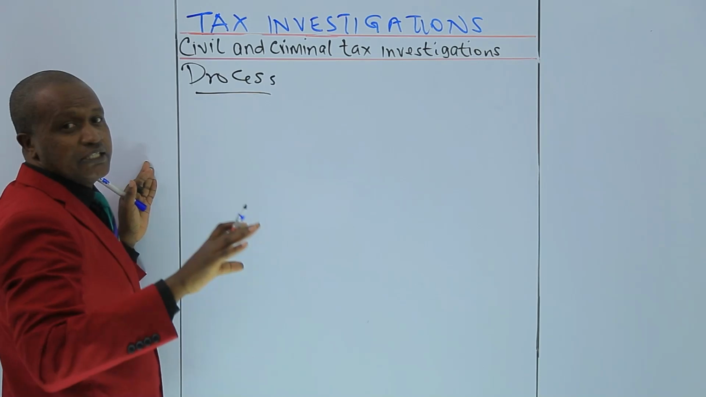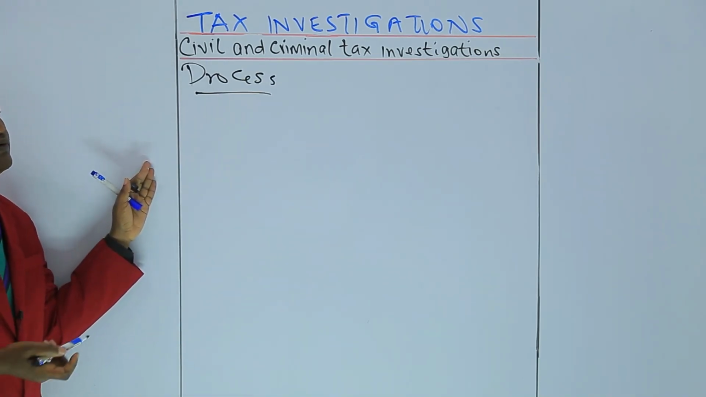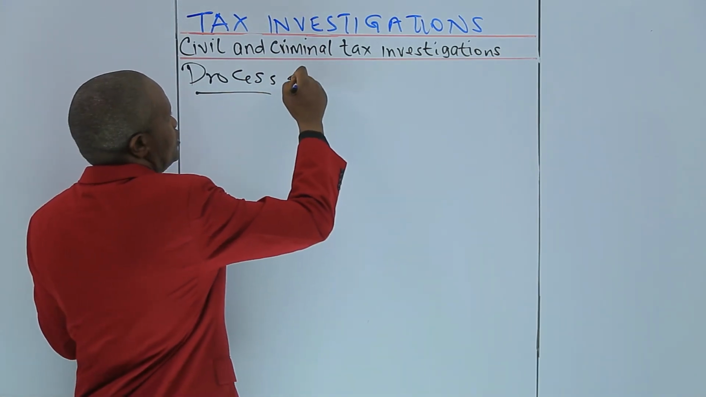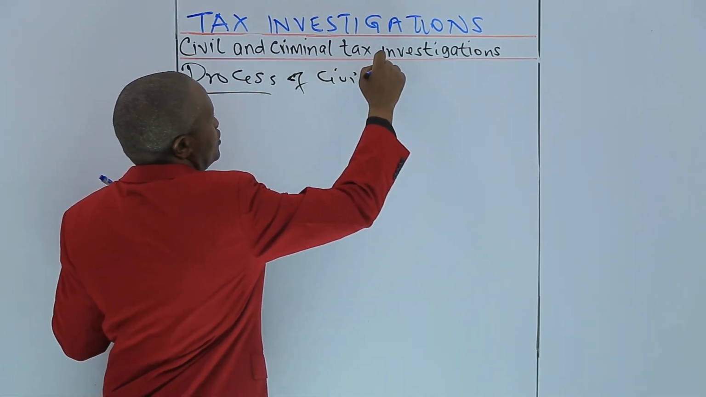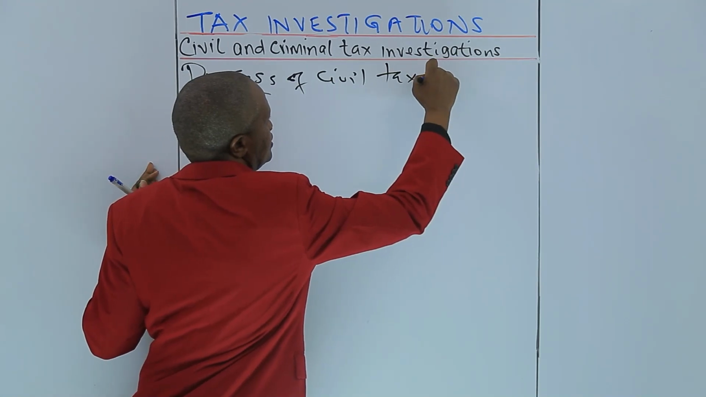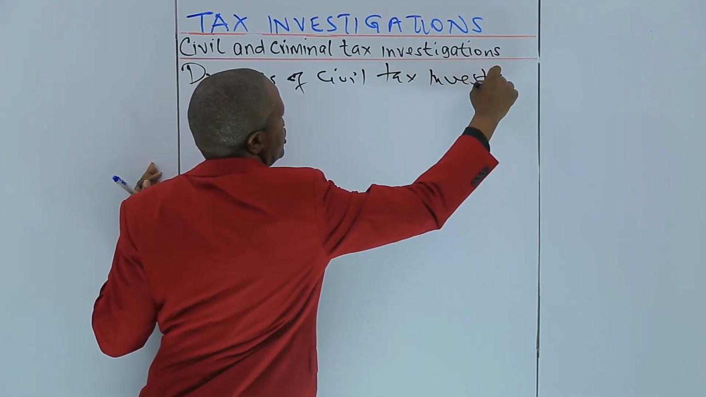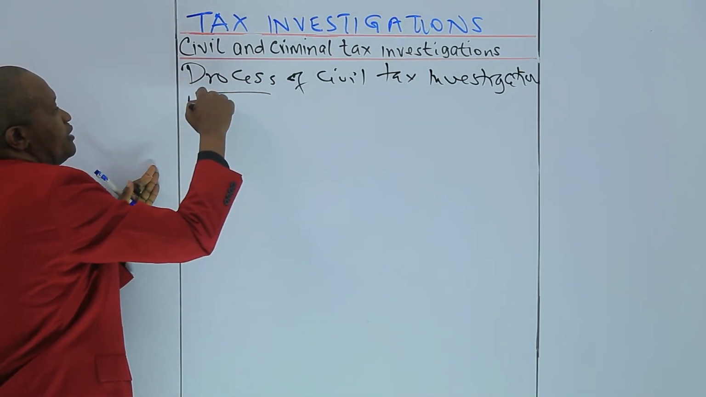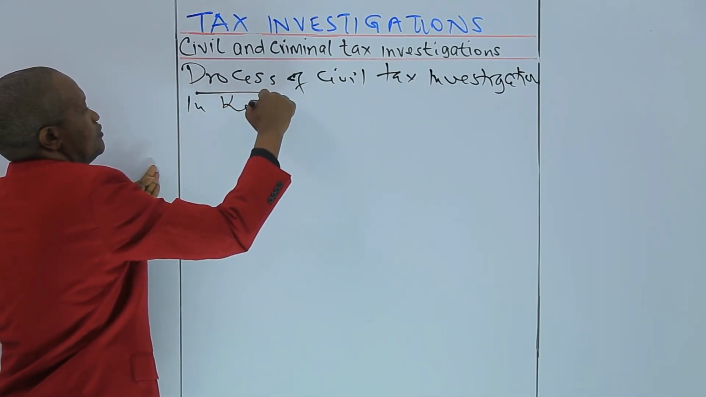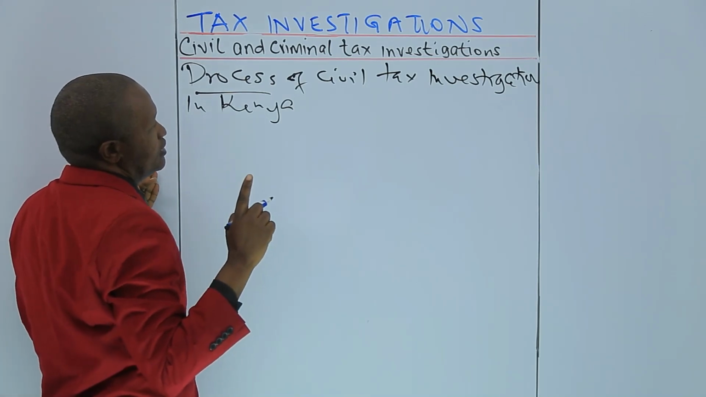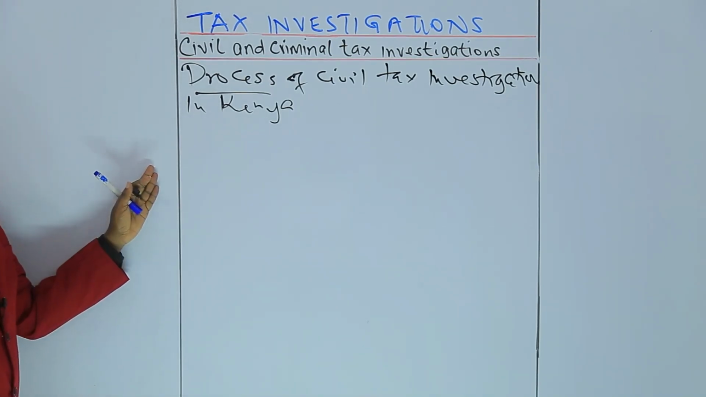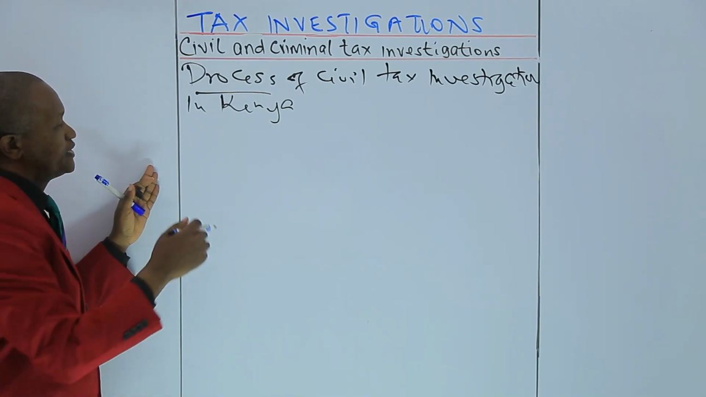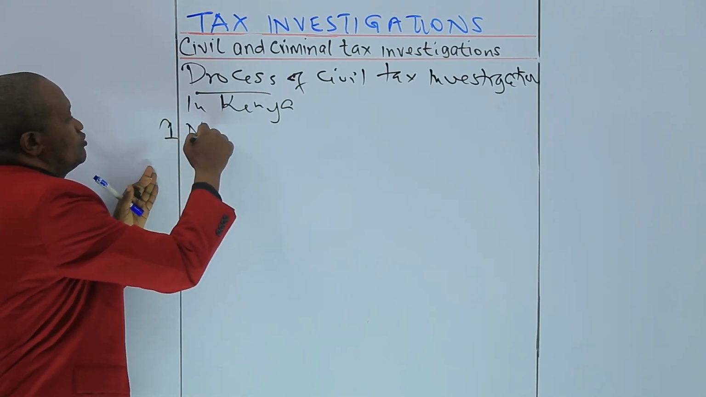What are the steps in this process? What is the process of civil tax investigation in Kenya? First of all, we say that the investigations are carried out by the Kenya Revenue Authority. So the first step is notification.